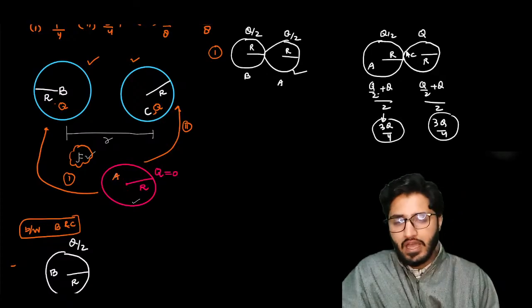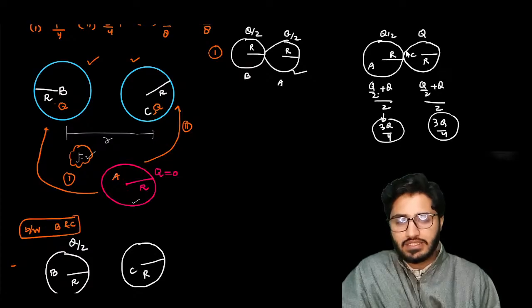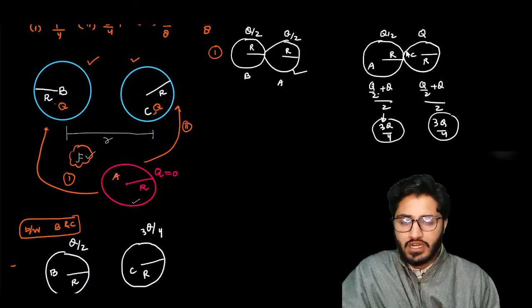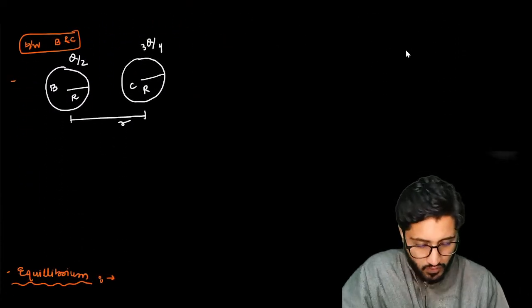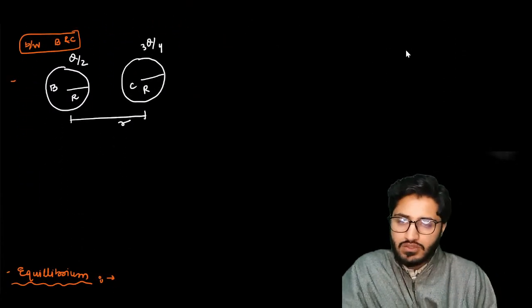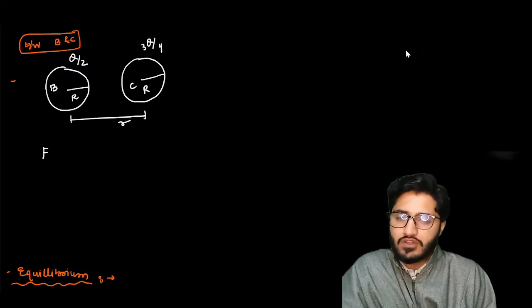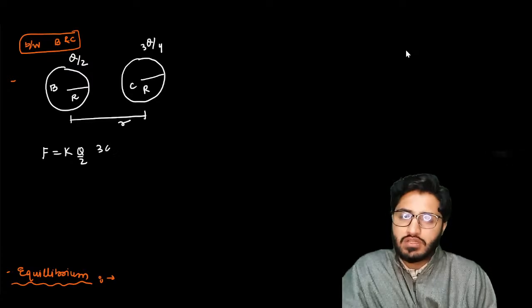Now I have here C with radius R and charge 3Q by 4. The distance between them is still R. We have to find the force between these two. So what will be the force? I can write force is equal to K times Q1, which is Q by 2, times Q2, which is 3Q by 4, whole divided by R square.